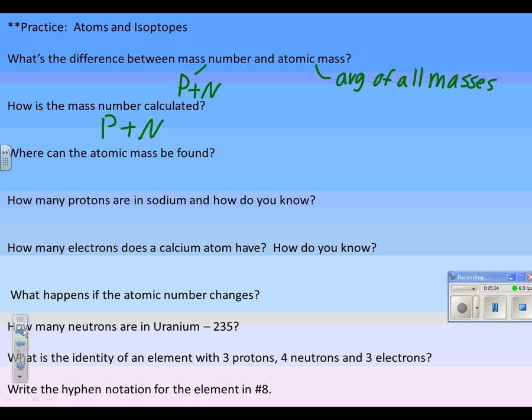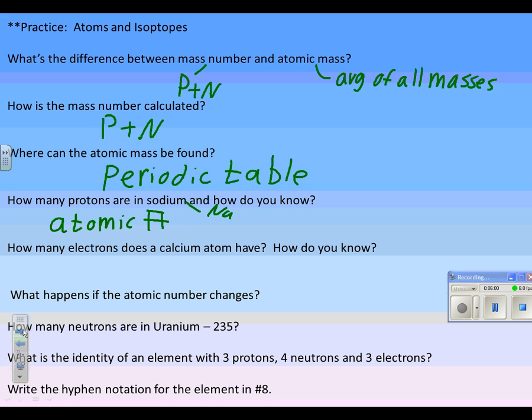Where can the atomic mass be found? Periodic table. It's right beneath the element. How many protons are in sodium, and how do you know? Well, let's look at the atomic number, which is on the periodic table. Sodium is in group A, in case you're confused. Its atomic number is 11. So we have 11 protons. All this is found on the periodic table.